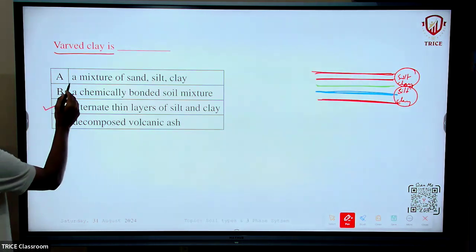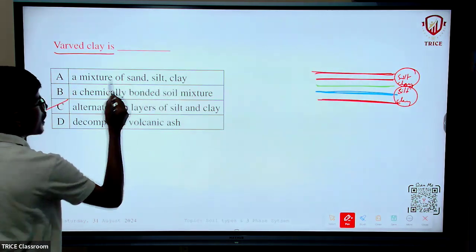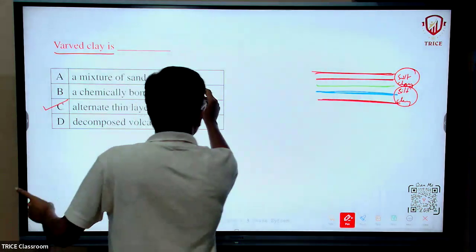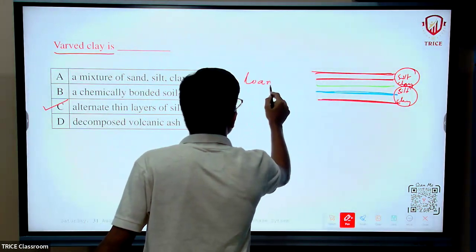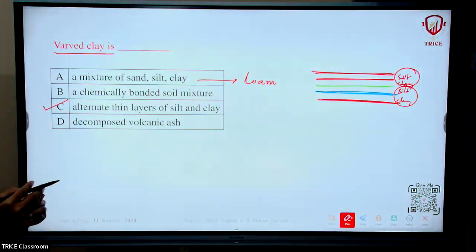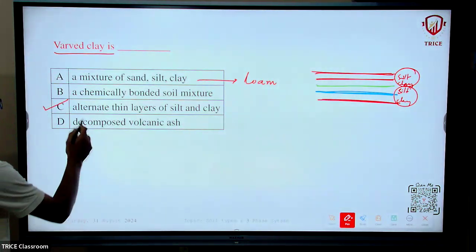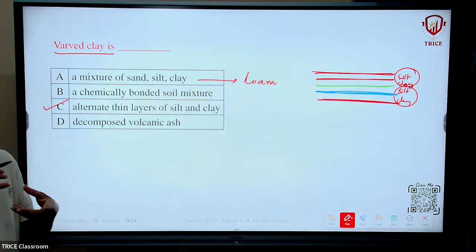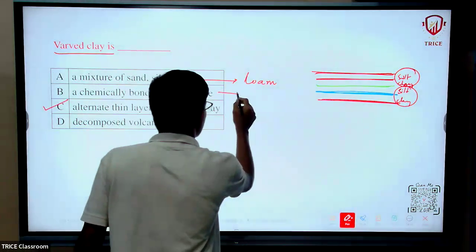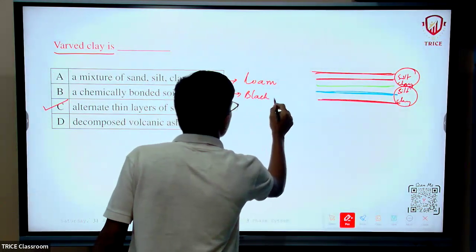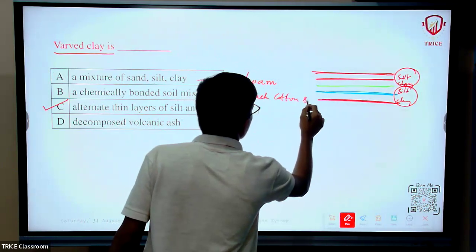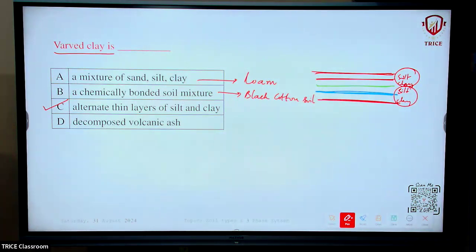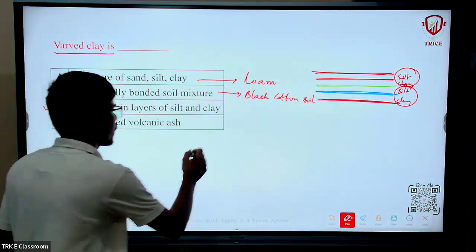When we have a mixture of sand, silt and clay, we call it, as in the previous slide, loamy soil. Loam is equal proportions of sand, silt and clay. Then we have the chemically bonded soil mixture. The black cotton soil is formed by chemical processes, so this comes under black cotton soil, or expansive soil. It may be called clay soil. Then we have decomposed volcanic ash, which also comes under black cotton soil.